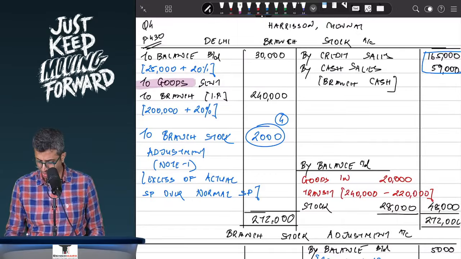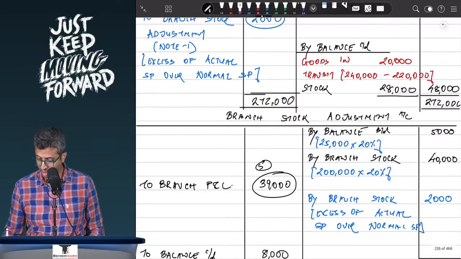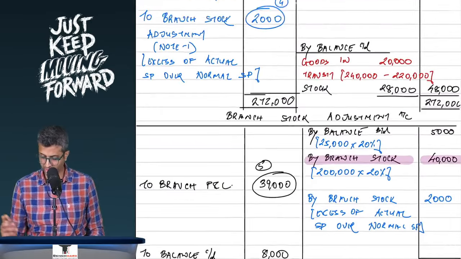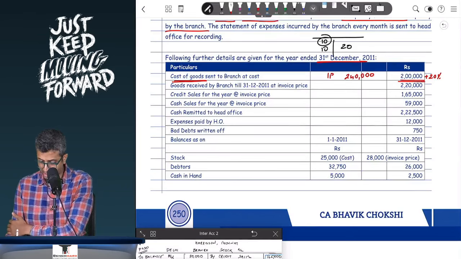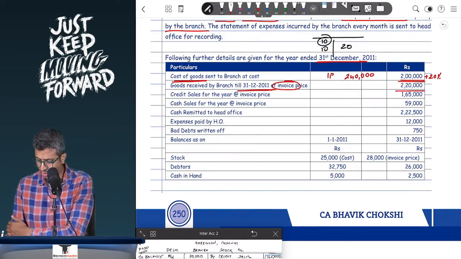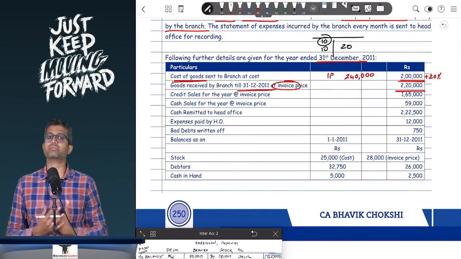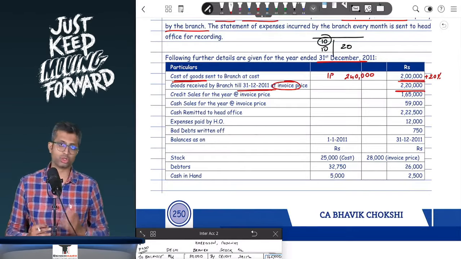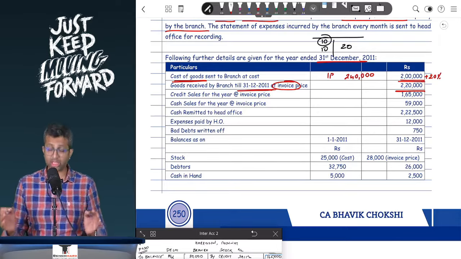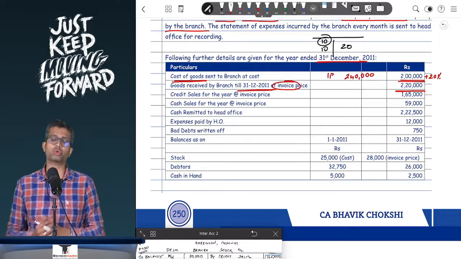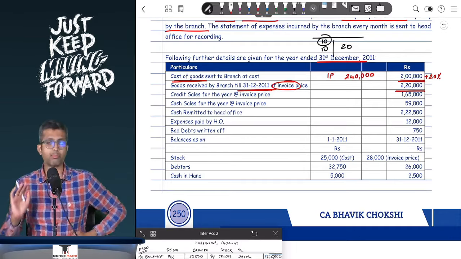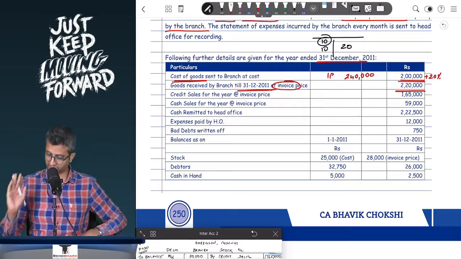So you will have goods sent to branch 2,40,000, and in the branch stock adjustment account you will have 40,000, the profit element. Goods received by the branch till 31st December is at invoice price, 2,20,000. Ideally they should receive goods worth 2,40,000. If I am giving goods worth 2,40,000, they should receive goods worth 2,40,000. But they have received goods worth 2,20,000 only, which means the remaining 20,000 must be goods in transit. Again at invoice price, but a part of closing stock, that is goods in transit.